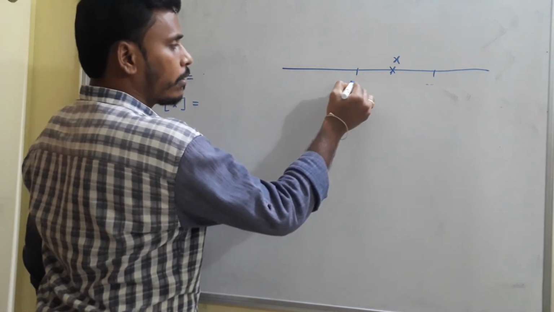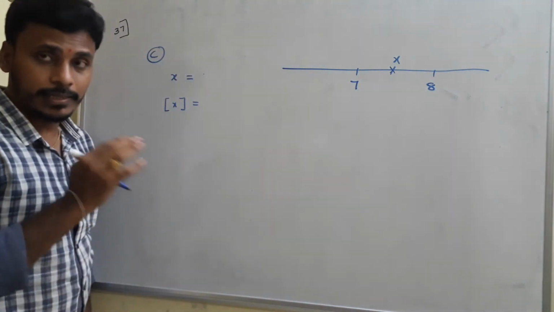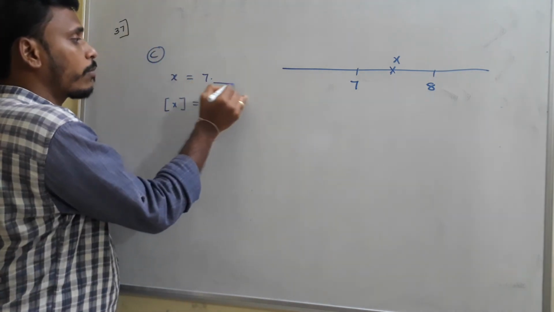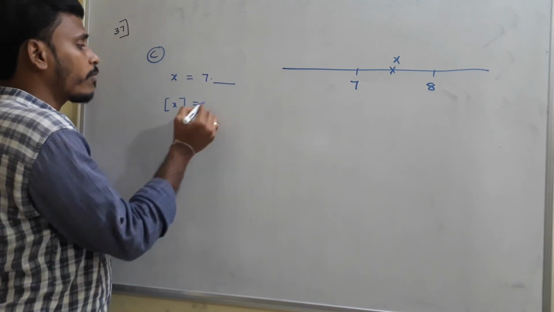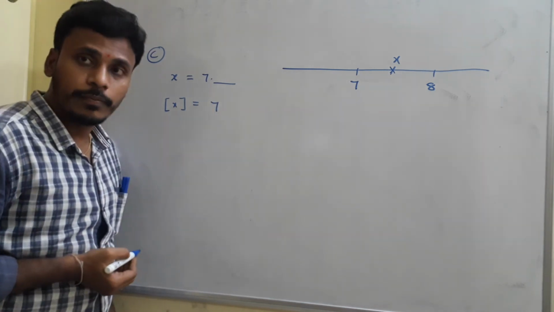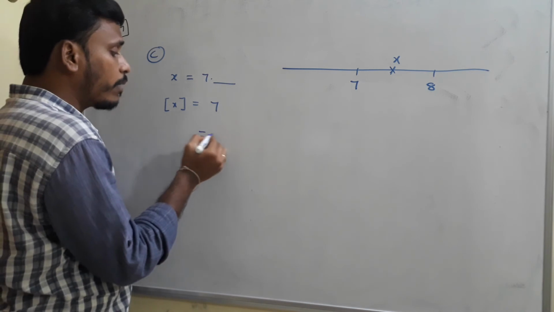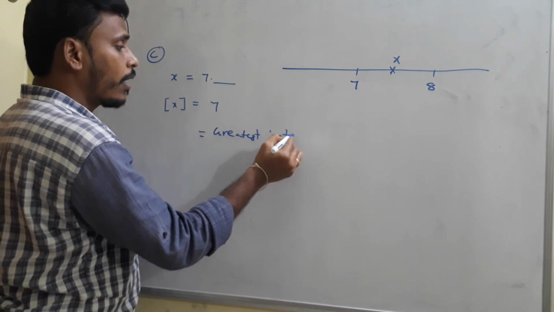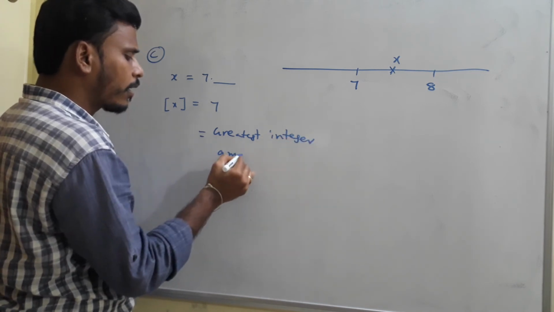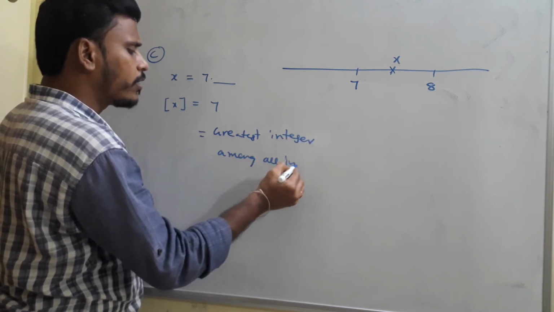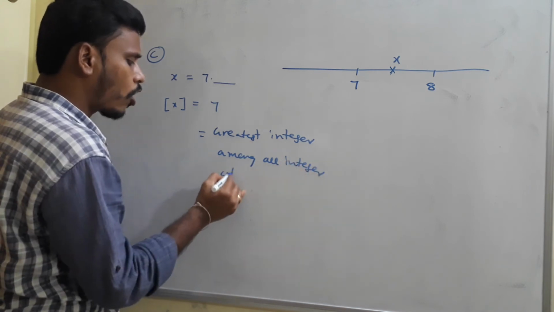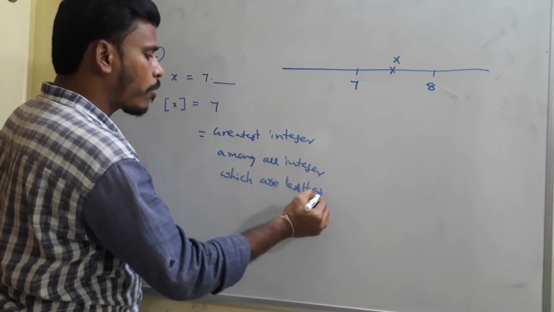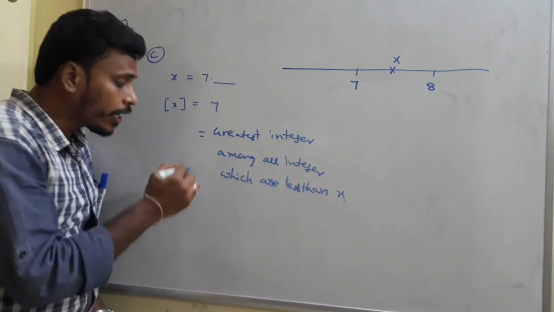So next idea related to this step x. Suppose x is a number which is in between 7 and 8. For example, x is equal to 7 point something. Since x is equal to 7 point something, step x is equal to 7. And this 7 can be viewed as the greatest integer among all integers which are less than x. Is it right or wrong? Greatest integer among all integers which are less than x. We need to search for that.